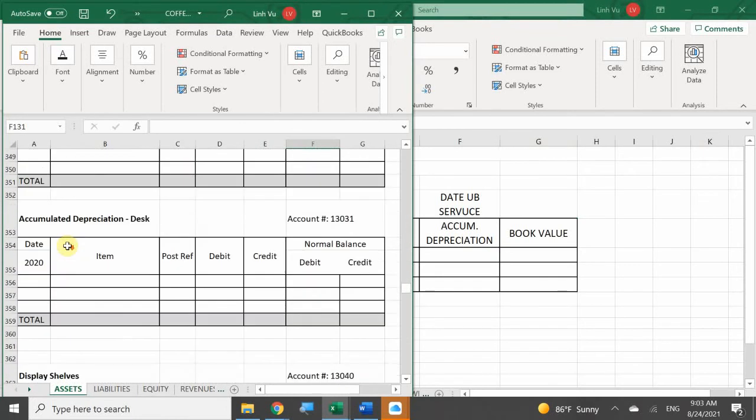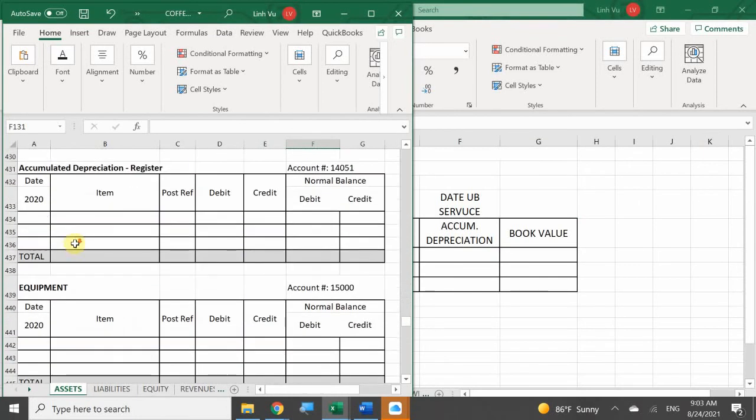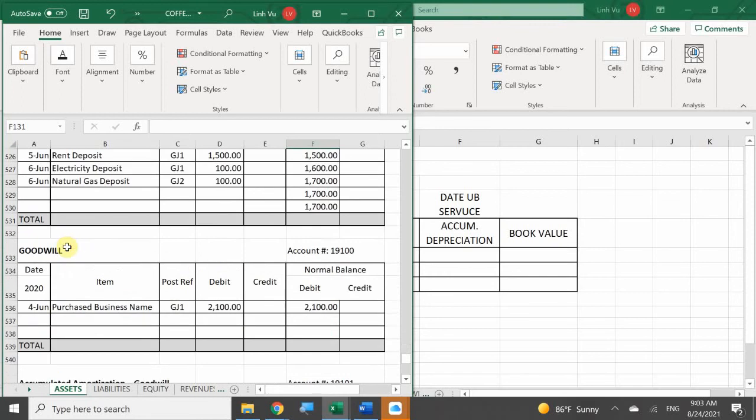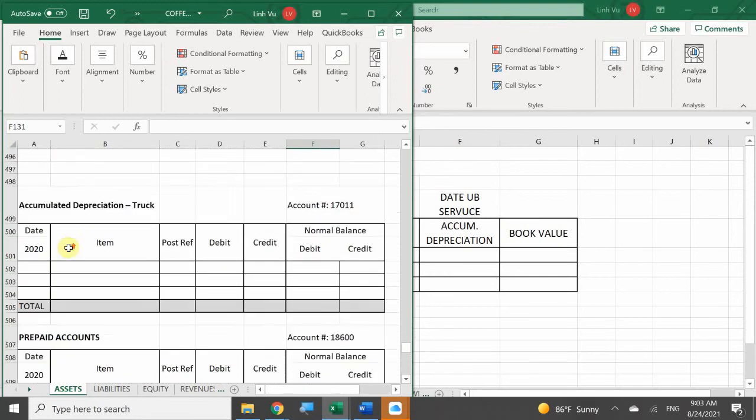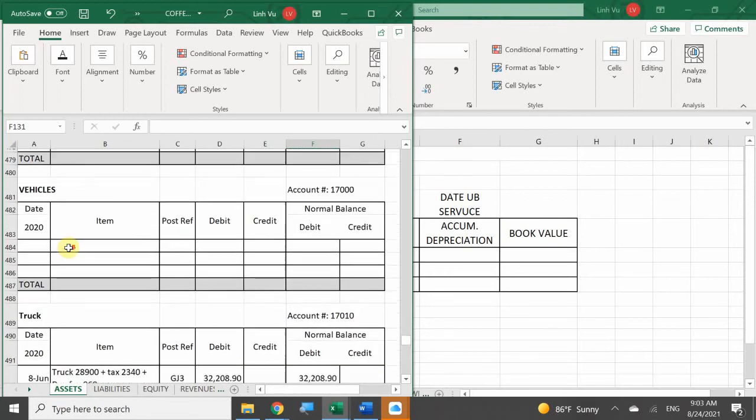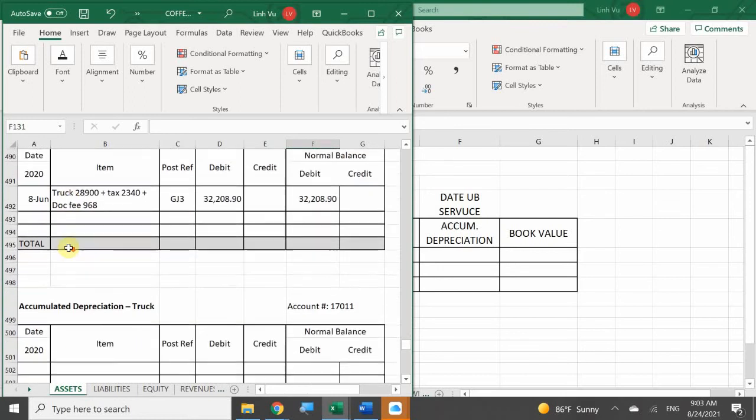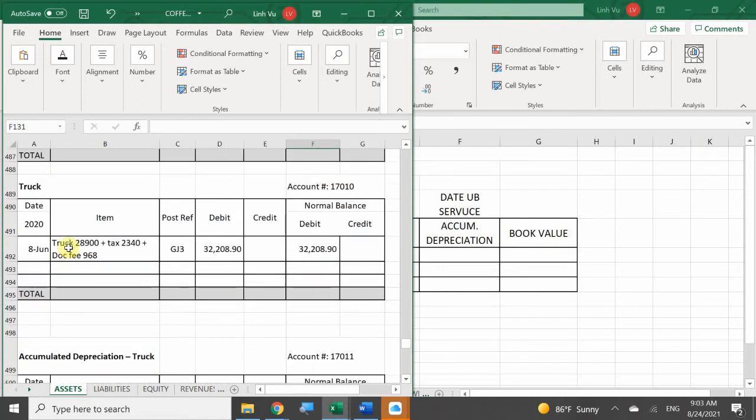Okay. So again, depreciation is going to be based on all fixed assets. So let's see. Vehicles, truck. Okay, so here we have a truck that's worth $32,208.90. Now, when did we buy this truck? June 8th. So what was the assumption when we bought the truck and we drove it off the parking lot?